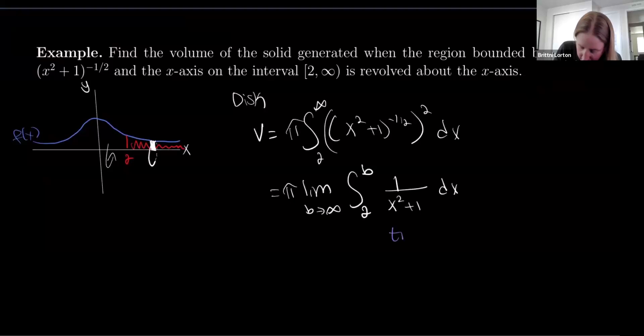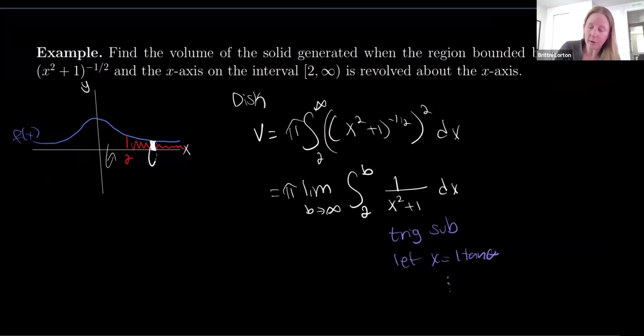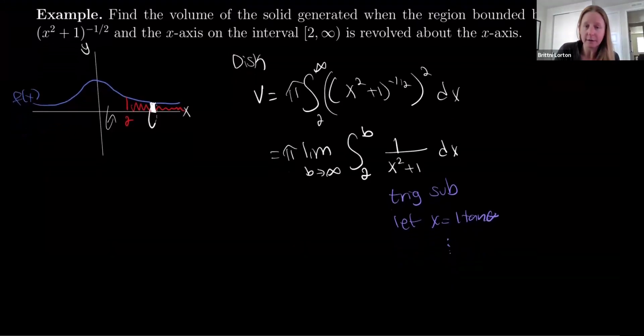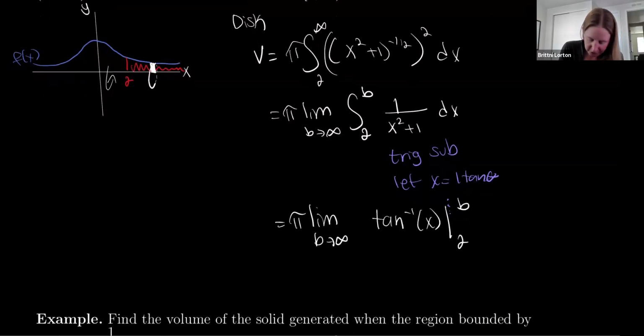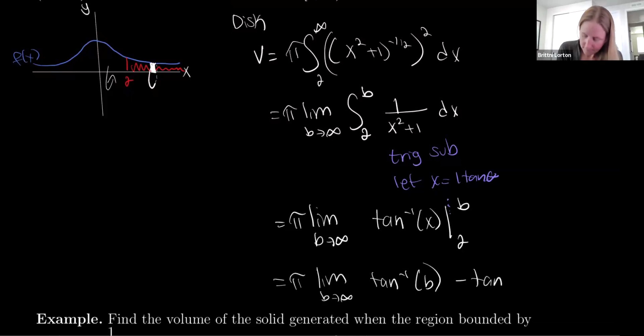You're welcome to do the trig sub here. This is a classic trig sub problem. You would let x equal tangent of theta. You would go through and do that work. I encourage you to pause the video and practice the trig sub right now. And then this becomes the limit as b approaches infinity of tangent inverse of x evaluated from 2 to b, which now I have pi times the limit as b goes to infinity of tangent inverse of b minus tangent inverse of 2.